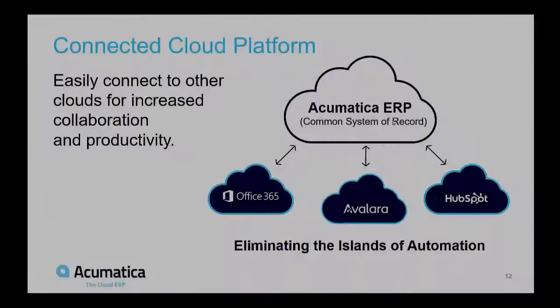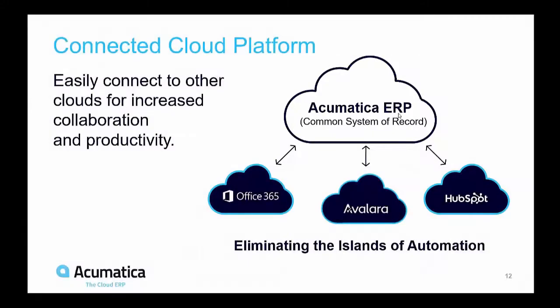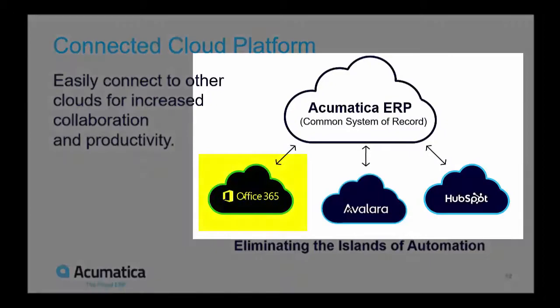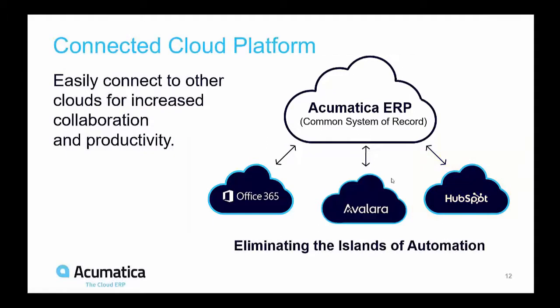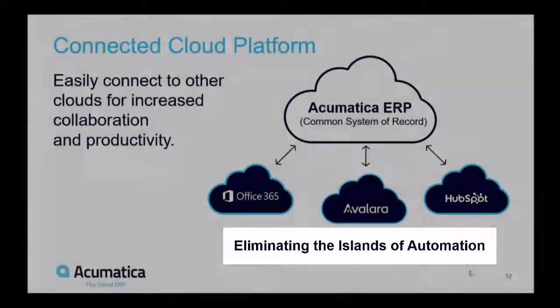When you look at the fact that you have Acumatica, a pure born-in-the-cloud solution, how important is it to be able to connect to other clouds? The fact that we can integrate to Office 365, to Avalara for sales tax, HubSpot, and to other e-commerce collection engines to bring orders and invoices into this core application. Many ways to work with many of the suppliers that are in that space. So by allowing us to easily connect to these other clouds, we eliminate the islands of automation, which I think is really an important aspect for this particular slide.